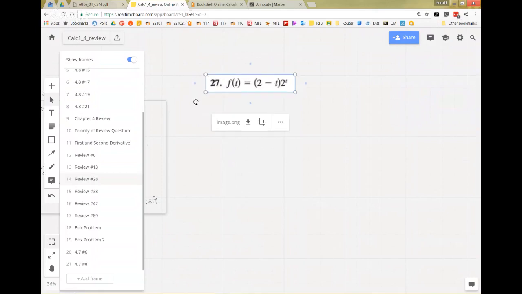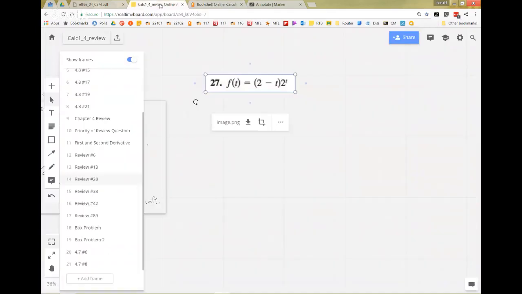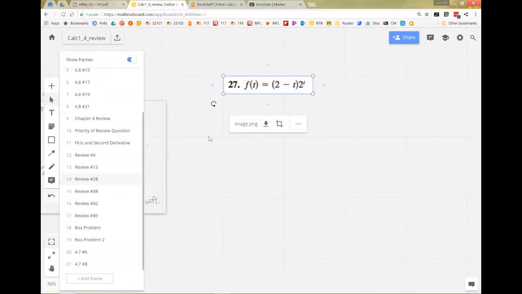And what are the directions back there? Identify the open intervals in which the function is increasing or decreasing. So this is going to be the first derivative test, right? All right. So let's go back, number 27. So let's find the derivative.